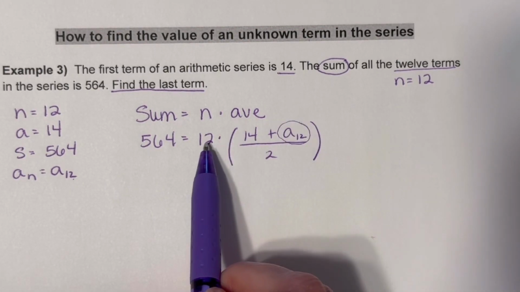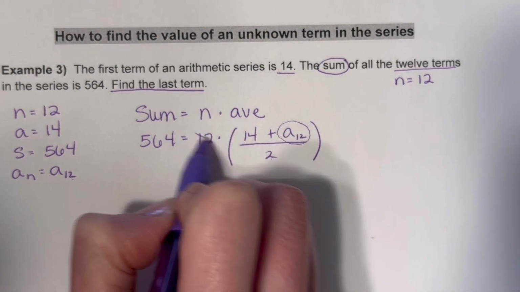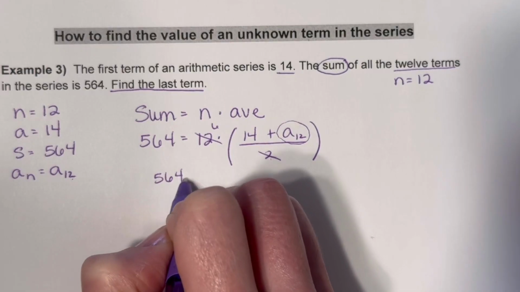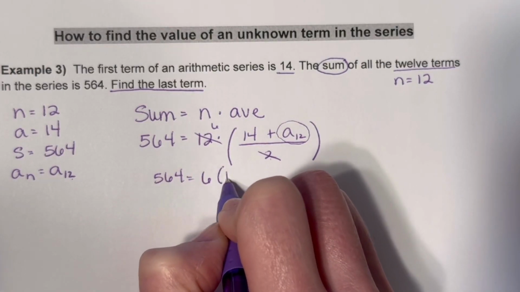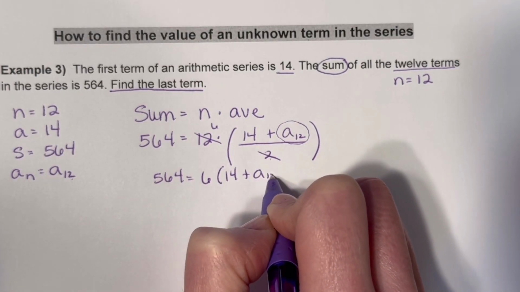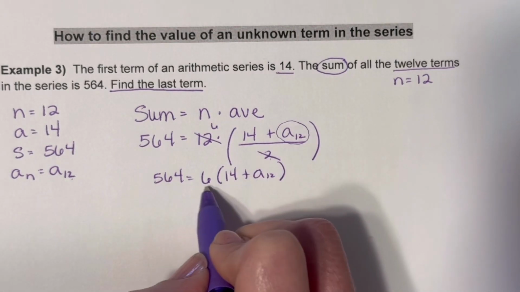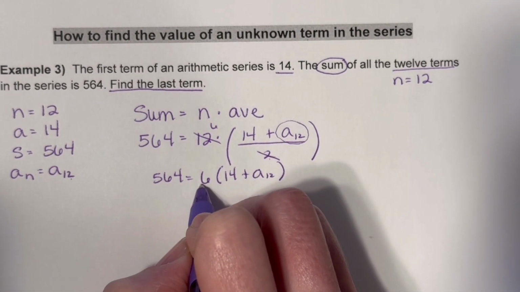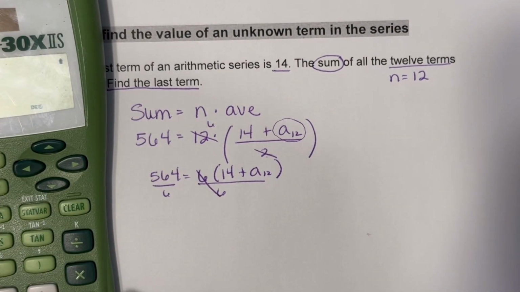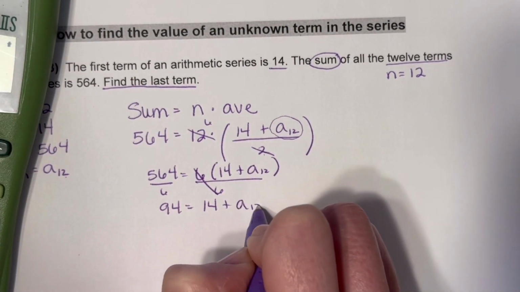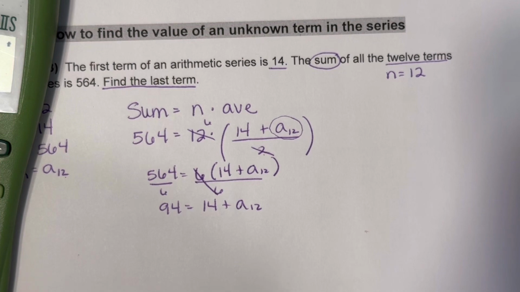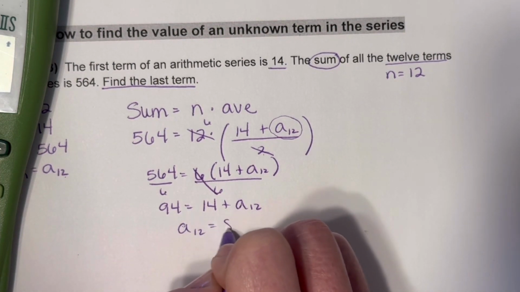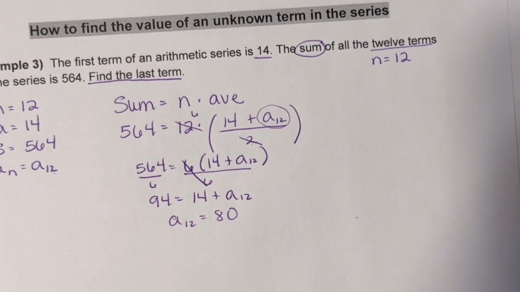Lots of different ways. I'm going to divide these by that right away, and I get 564 equals 6 times 14 plus the last term. I'll go ahead and divide by 6. Why not? Subtract 14, and we get 80. The last term is 80. Woohoo!